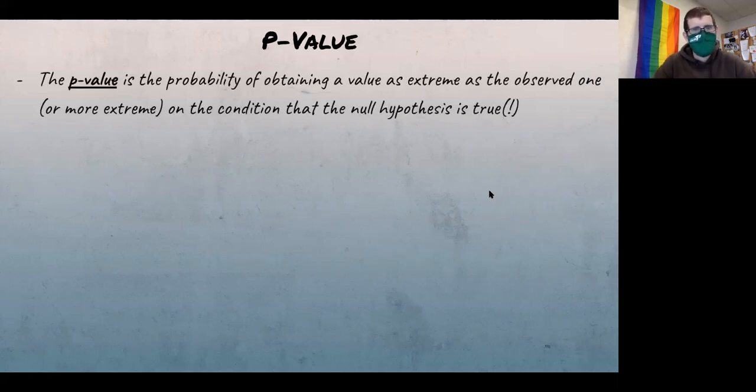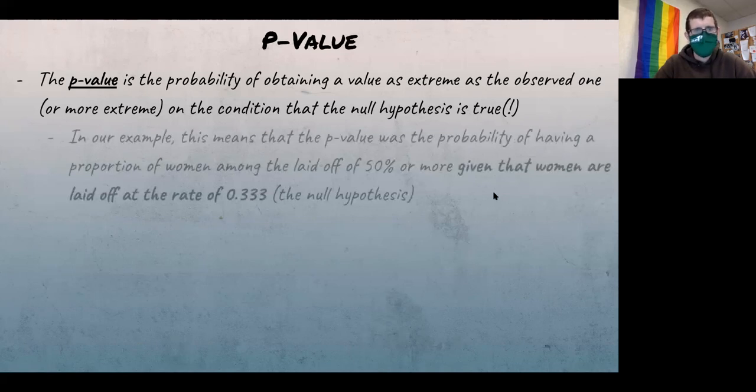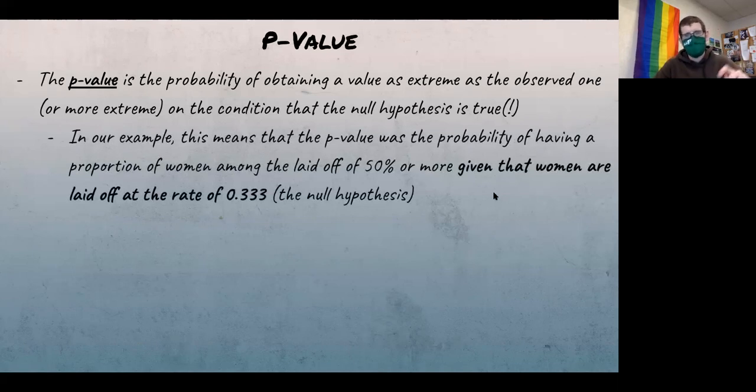The p-value is the probability of obtaining a value as extreme as the observed one, or more extreme, on the condition that the null hypothesis is true. So let's hopefully try and tie this together. The p-value is something that you're probably at least familiar with, in the sense that you've heard about p-values in statistics. Maybe you have, maybe you haven't. And it's important to understand what a p-value means.